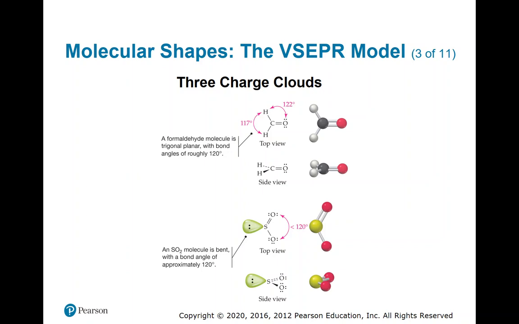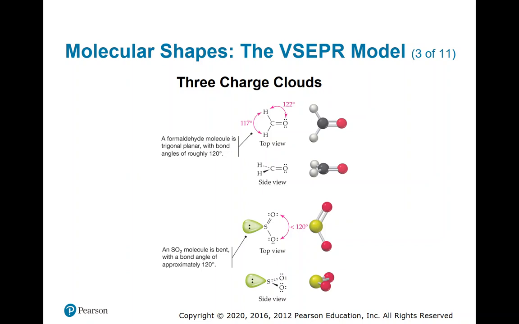Now, if we have 3 charge clouds, the valence shell electron pair repulsion model predicts that all of those charge clouds should be 120 degrees apart, because if you take a 360-degree circle and divide it into 3 equal pieces, it'll be 120 degrees. So everything should be 120 degrees apart to maximize the distance between them.